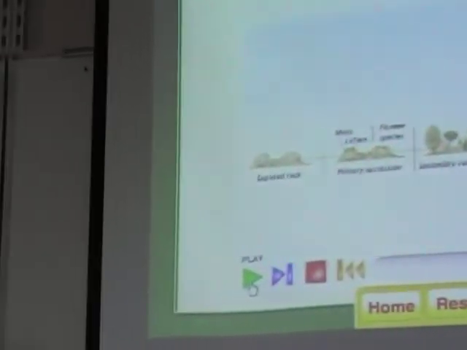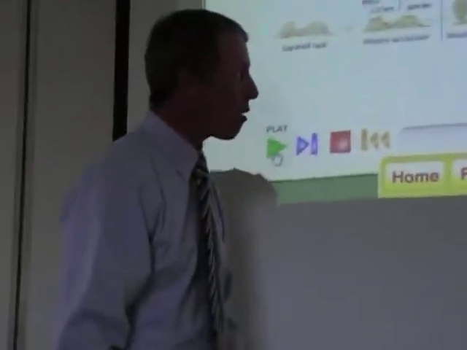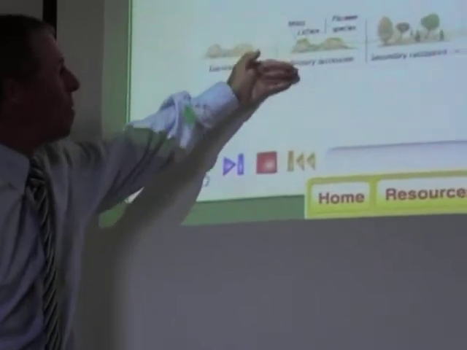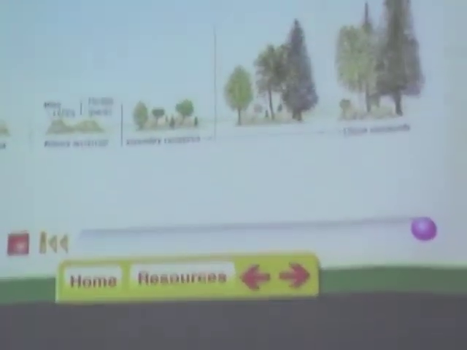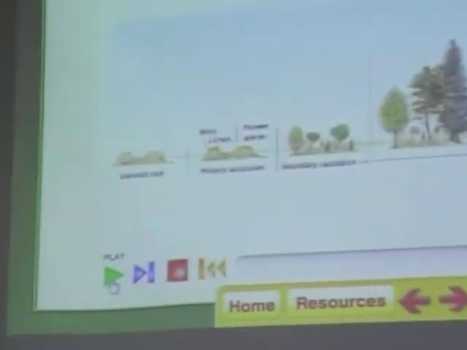So we start with pioneer species, we go to climax community. We have words called primary succession and secondary succession. Primary succession refers to the formation of soil.